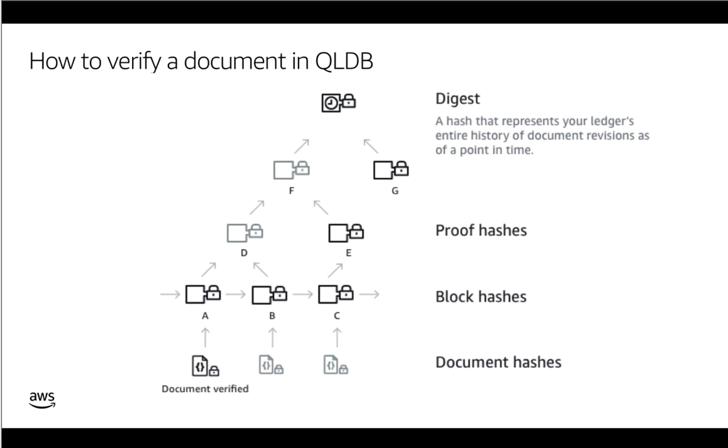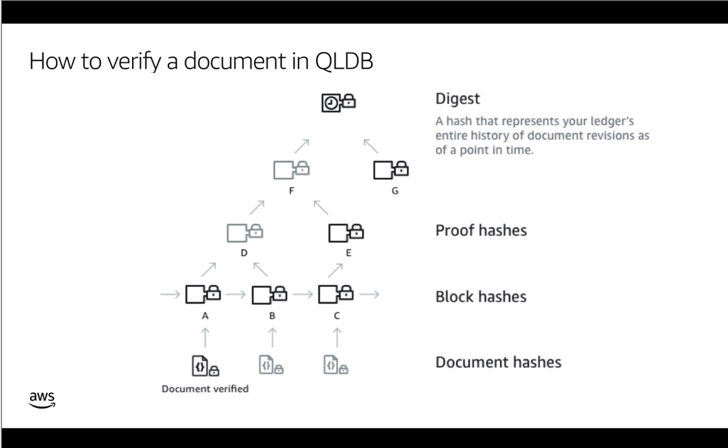Using the client-side API, we can recalculate the digest using the proof. To do this, start with hash A and concatenate it with hash B. Then hash the result to compute D. Next, use D and E to compute F. And finally, use F and G to compute the digest. This verification is successful if your recalculated digest matches the expected value.